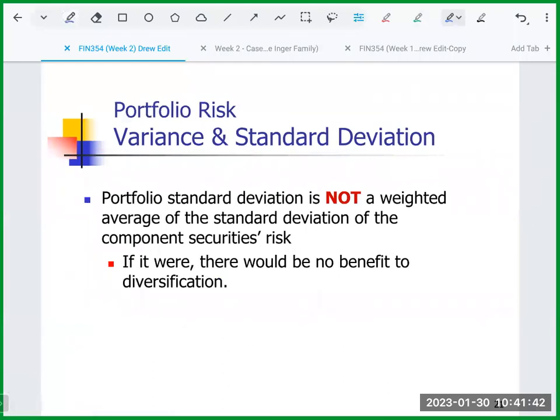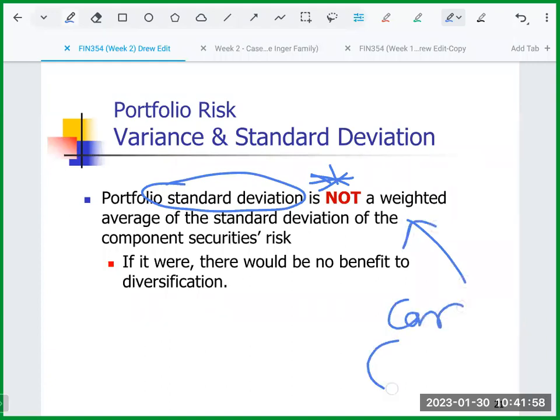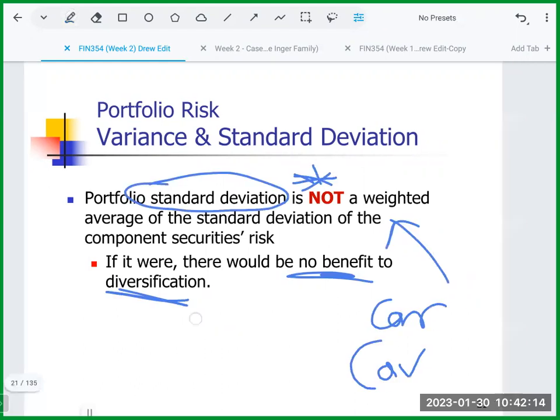But I want to highlight that the portfolio standard deviation is not, and this is very important, the weighted average of the standard deviations of each component. Why? That is because of this thing called correlation, or covariance. If it were simply the weighted average, then there would be no benefit of diversification anymore. But there is a benefit of diversification, which is due to the covariance and correlation.